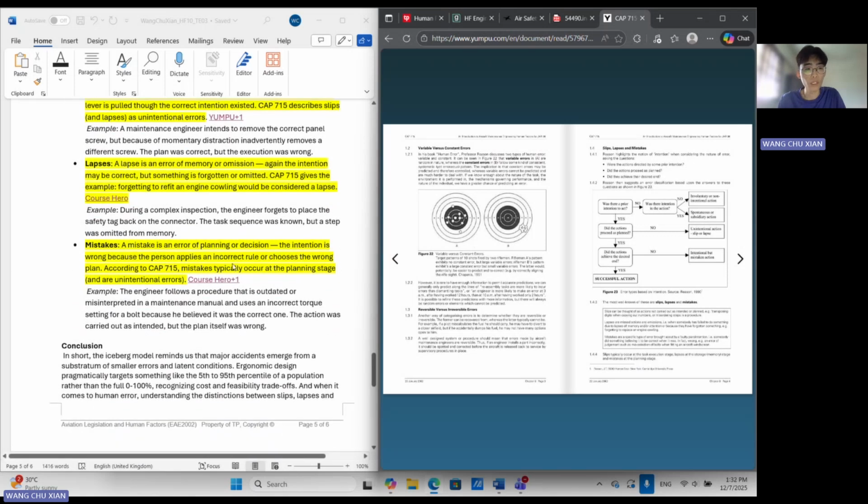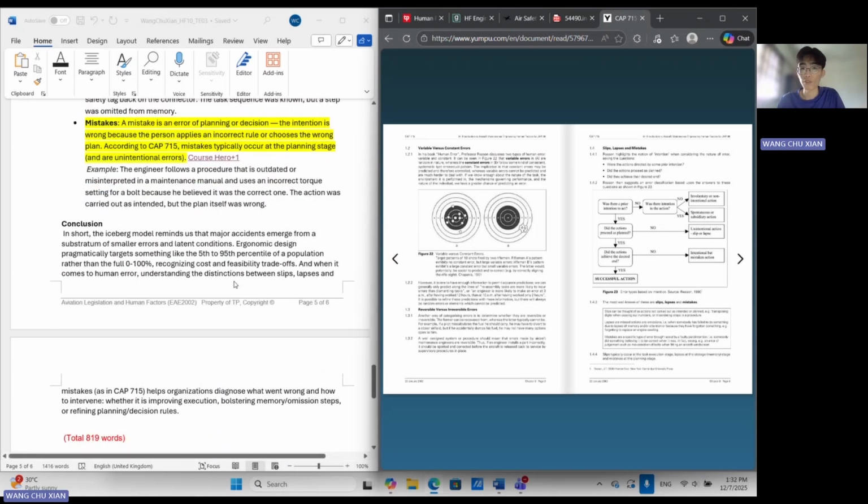Then the last one would be mistakes. A mistake is an error of planning and decision. The intention is already wrong because the person applies an incorrect rule. So for one example, the engineer follows a procedure that is outdated or misinterpreted in the maintenance manual and uses the incorrect dock setting or a bolt because he believed it was the correct one. So that's a mistake. So that comes to the end of my sharing and where I get my reference from.